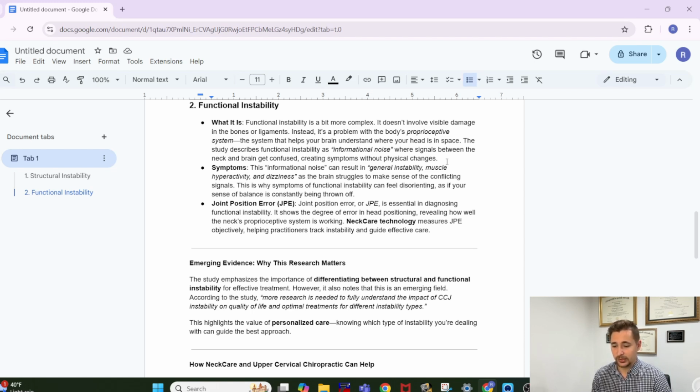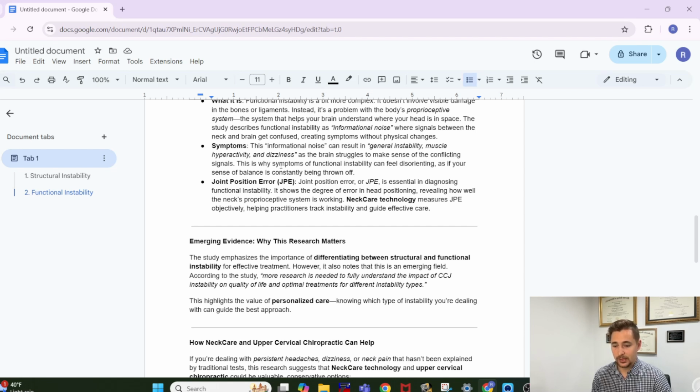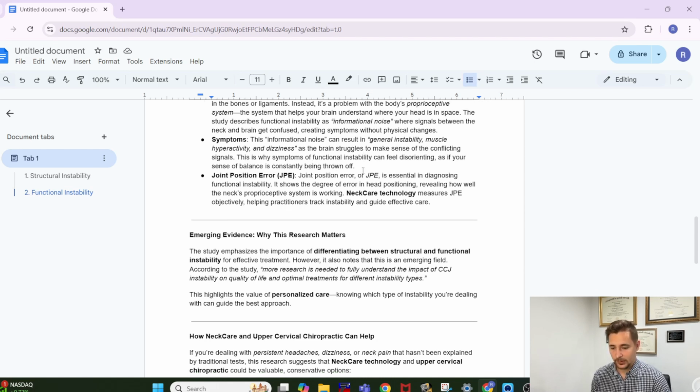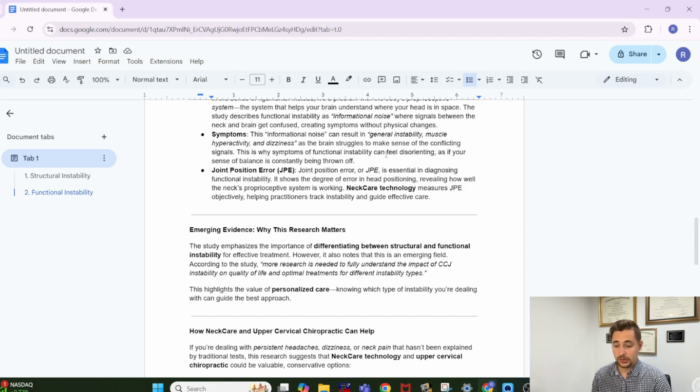This is where signals between the neck and the brain get confused, and it creates symptoms without the physical changes. Some symptoms of this informational noise, which is what the study called it, can be general instability, muscle hyperactivity, and dizziness. This is because the brain struggles to make sense of the conflicting signals that it's getting.